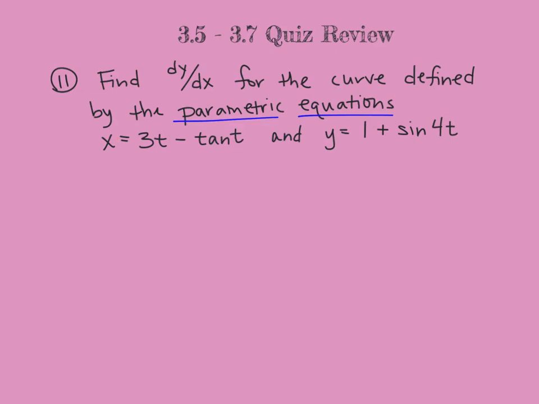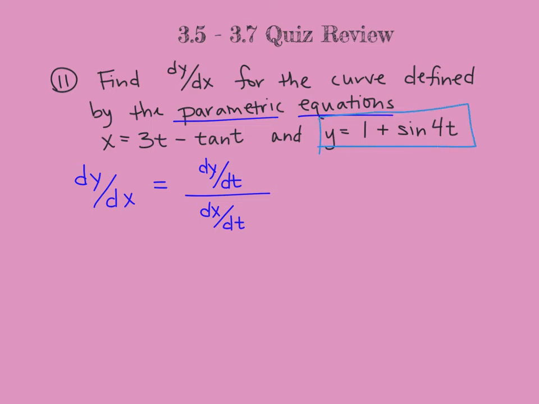The main idea behind this curve that is parametrically defined is that in order to find dy dx, we need to first find dy dt, and divide it by dx dt. The dt's end up canceling, and that's why it gives us dy dx. So we need to separately find dy dt and dx dt. So we'll do this first part in light blue to find dy dt.